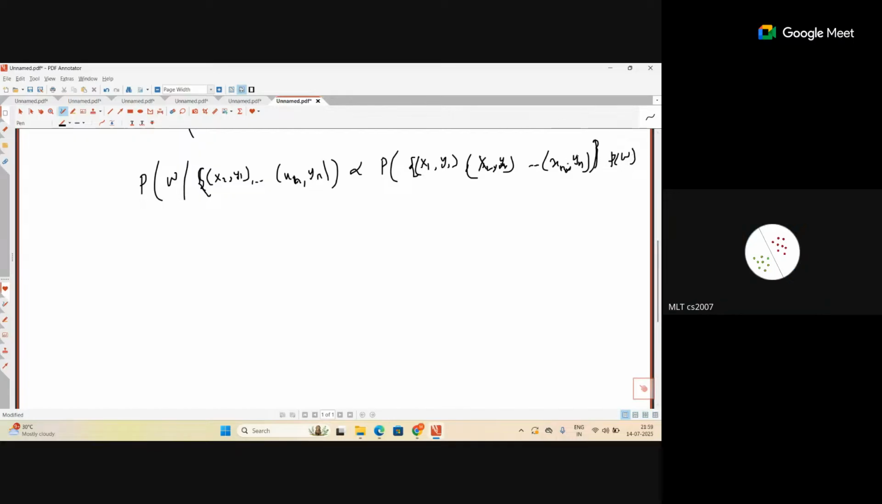So can you tell me what is this part? What is the probability of, this is a joint density, because we know that x1, x2, all these data points are IID distributed. Can you tell me the probability of x1 y1? The joint density is nothing but the probability of y given x times the probability of x. Is that okay?